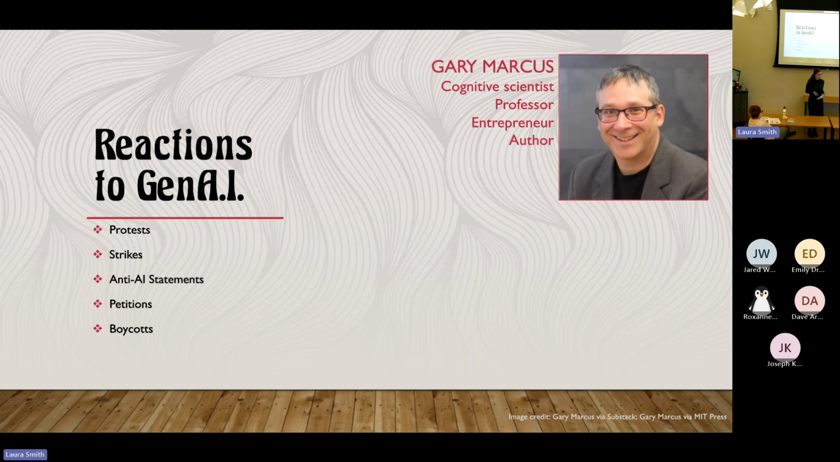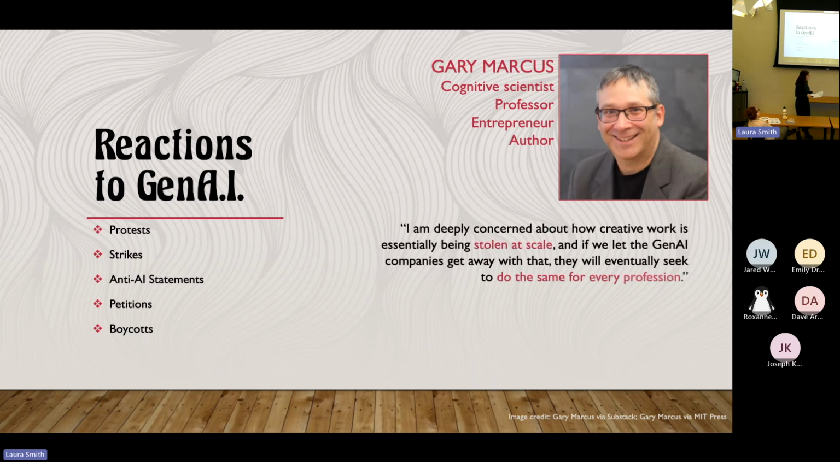There have also been calls for boycotts, notably by this guy, Gary Marcus, who is an MIT-educated cognitive scientist, professor of neuroscience, and the founder of several AI companies. He's become a leading critic of the hype surrounding generative AI and warns of over-anthropomorphizing, misinformation at a massive scale, and the theft of intellectual property. He has warned that they will not stop with the creatives. If we let them get away with this, they will come for every profession that they can.